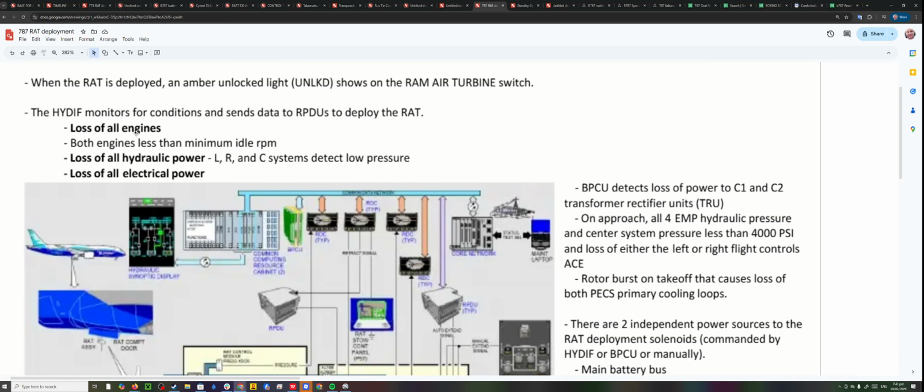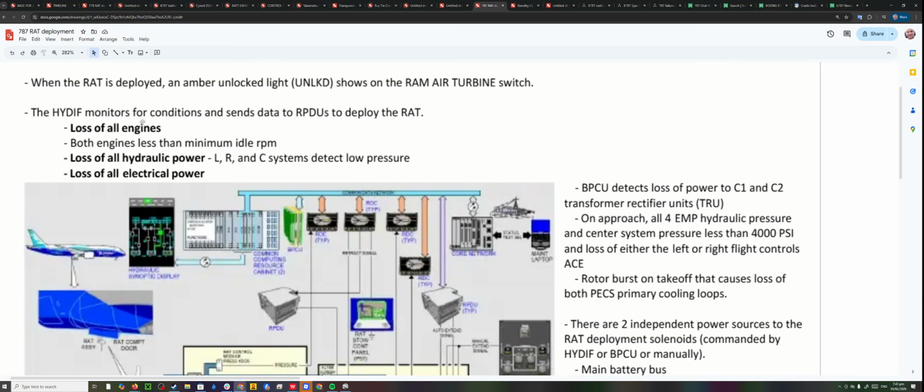Okay, so loss of all engines. Both engines less than minimum idle RPM. So that's a subset of that. And for some reason, this and many other documents put a line break there. They've made a mistake, or they're trying to show you that it's loss of all engines primarily. So think of it like that. In case someone says, oh, but that's by that, it doesn't matter. It will eventually deploy.